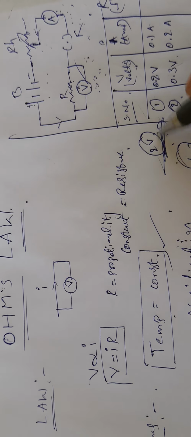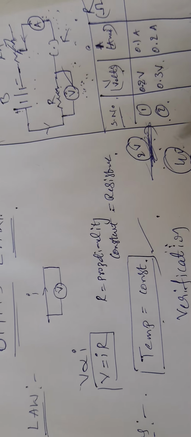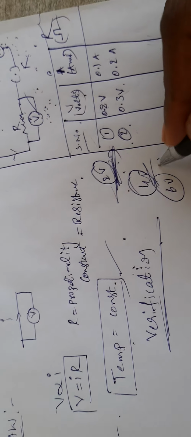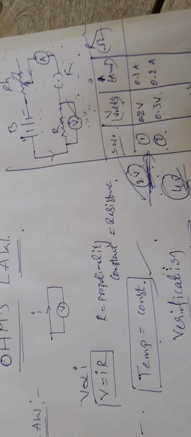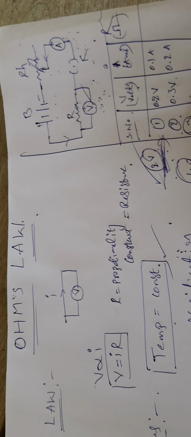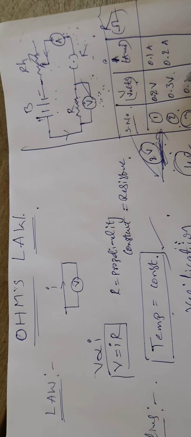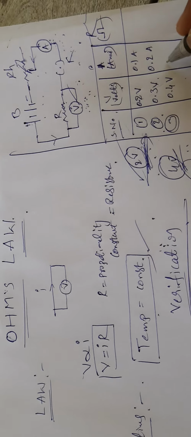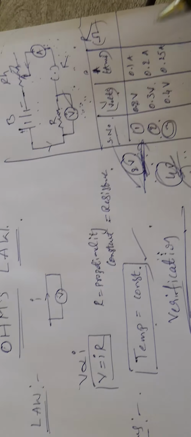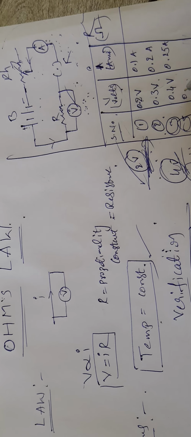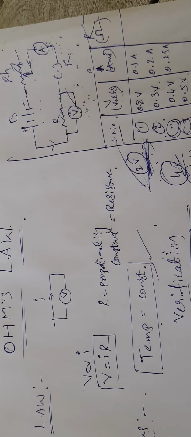So use less voltage, 2 volts or 4 volts, is better to obtain the values practically in Ohm's law. Now I am using 2 volts and continuing with that. Third, I have increased it to 3 or 4 volts. Now the current has increased to 0.25 amperes only. Fifth one, I have increased 0.5 volts.